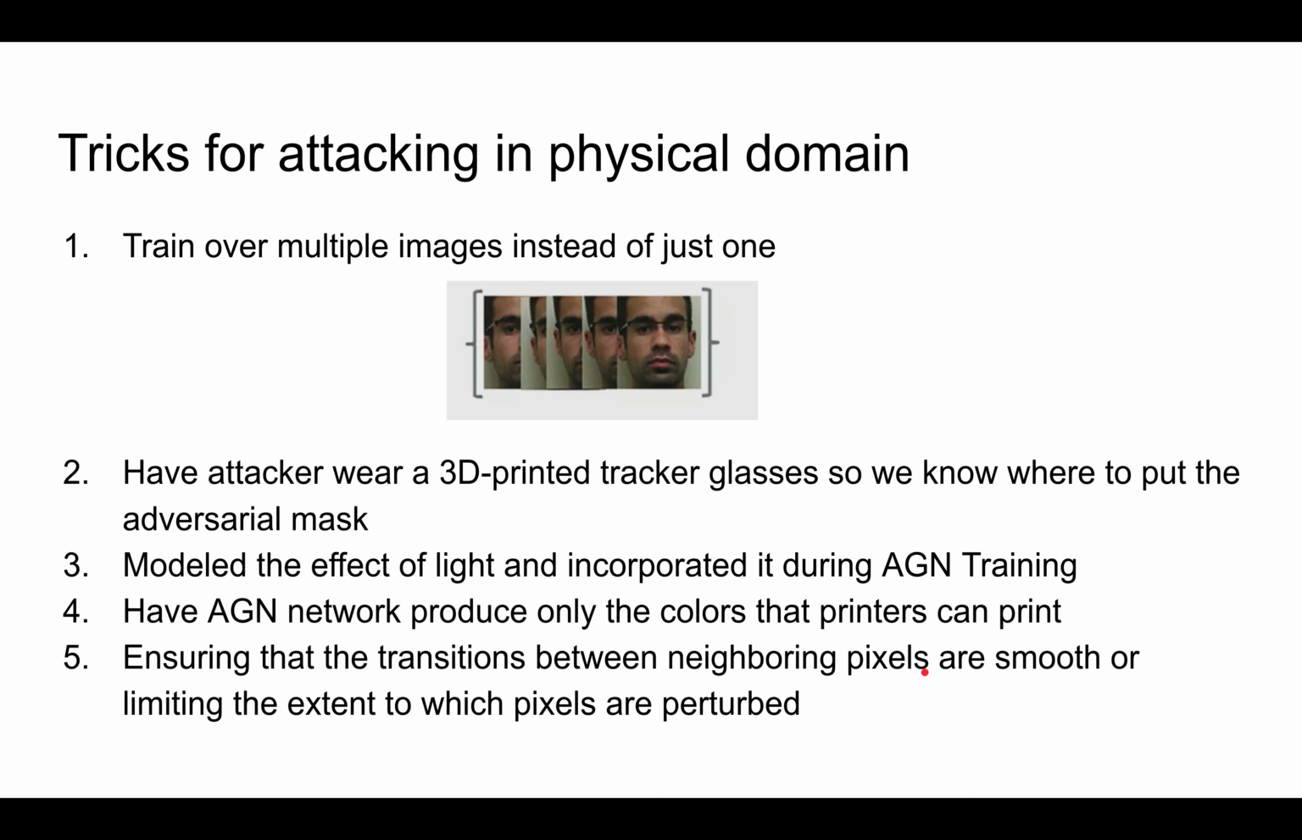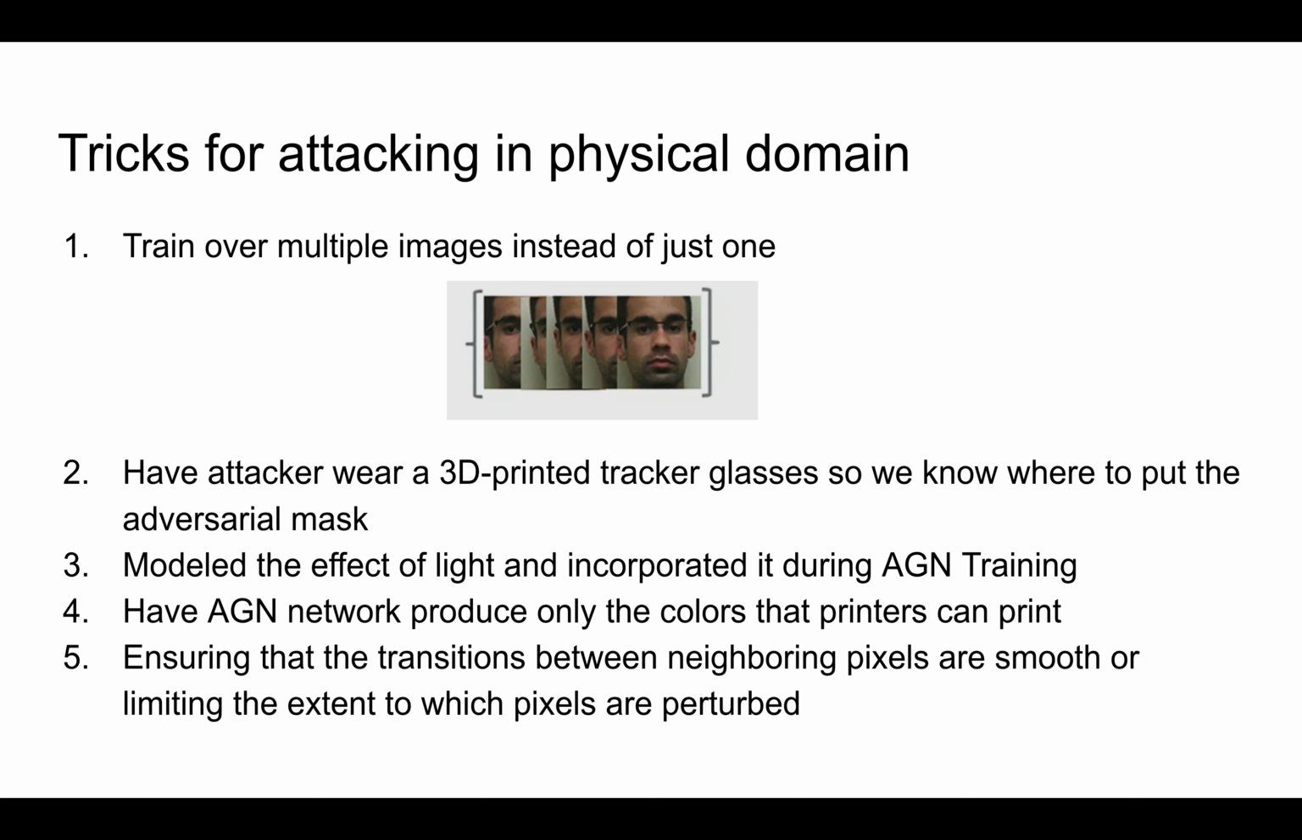So after the success in the digital domain, they also worked towards the physical domain. Before printing the glasses, they made a bunch of optimizations over the model. The first one is that they train over multiple images instead of just one, because in physical space, people might face the camera in different directions. If we train with just one image, the position of people may be different when we really take photos, causing a lower success rate.